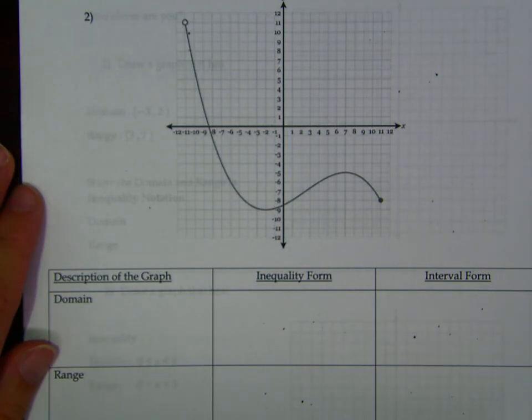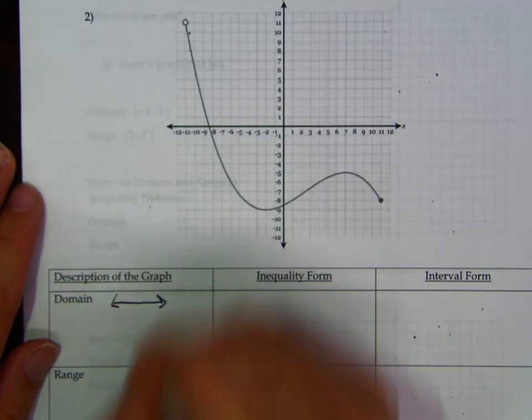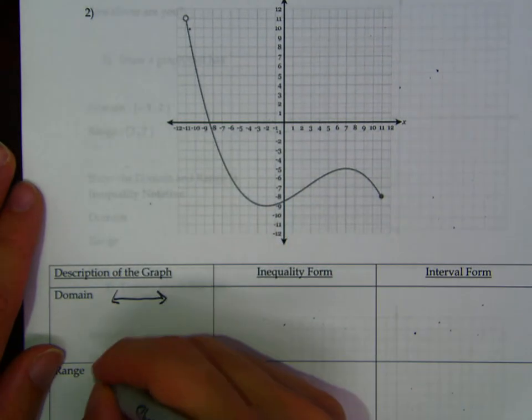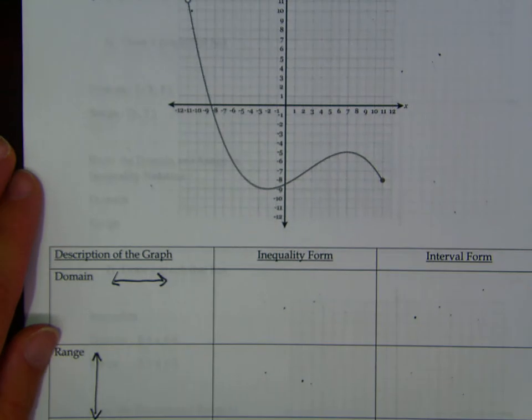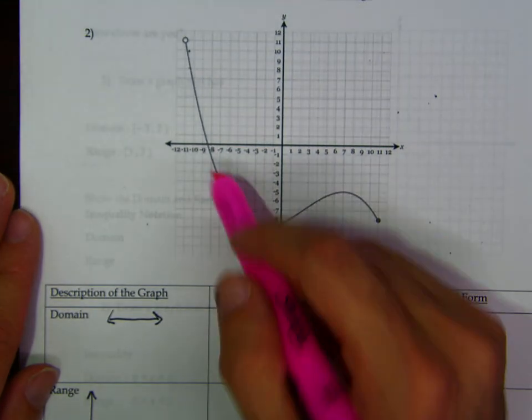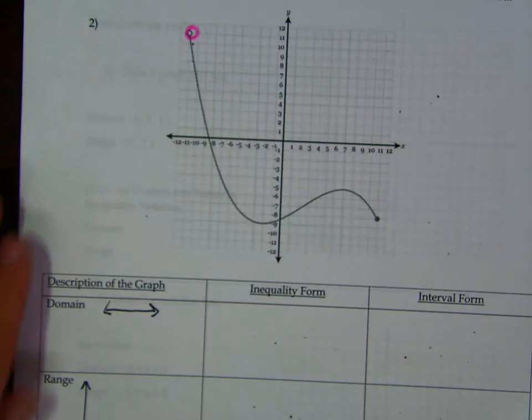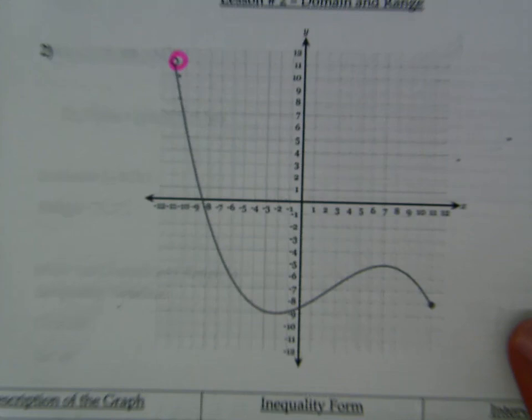So let's take a look. Domain is left to right. What is range? Up and down. So let's take a look. How far left does the graph go? The farthest left is this point over here, right? So this is the farthest left of the graph.